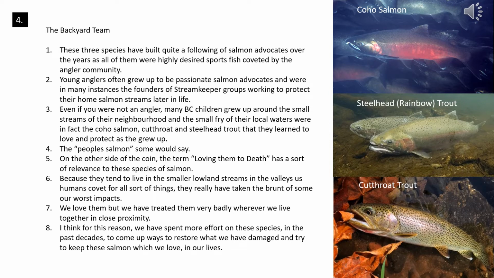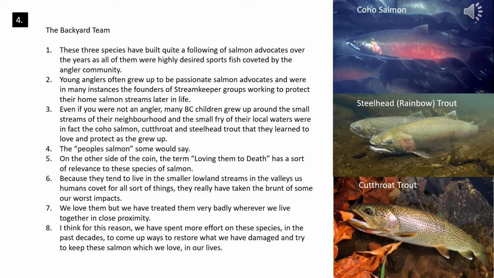So the other thing that sets this team apart, these three species, is that they've built quite a following of salmon advocates over the years, as all of them were highly desired sports fish, coveted by the angler community. So young anglers often grew up to be passionate salmon advocates and were in many instances the founders of streamkeeper groups working to protect their home salmon streams later in life.